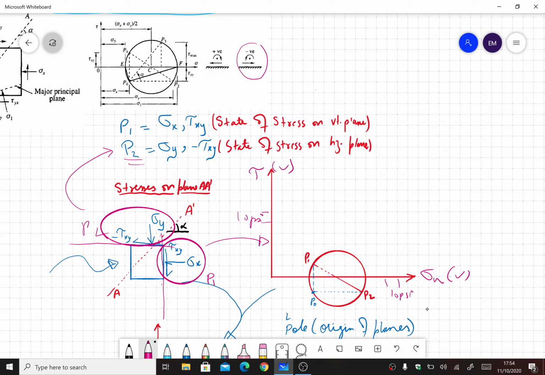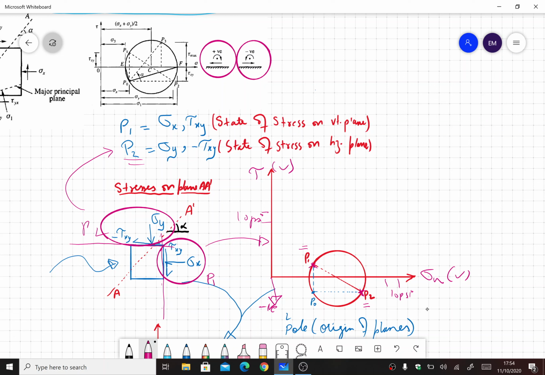You have to remember this: if we have counterclockwise shear, we call that negative, and if we have clockwise shear, we call that positive. Based on the same analogy, if we plot the points, p2 is plotted here and p1 is plotted here. Why is p2 plotted below the x-axis? Because this is negative stress, so that's why p2 plots here, and p1 has positive stress, so it is plotted here.